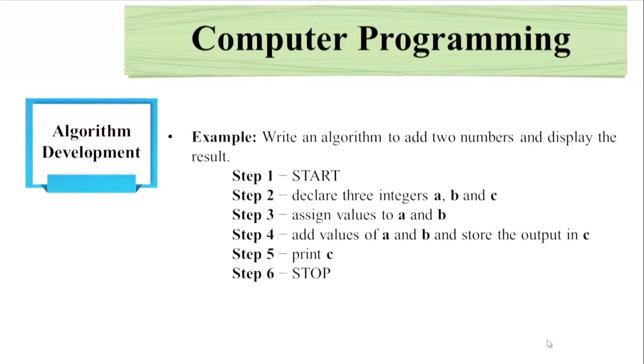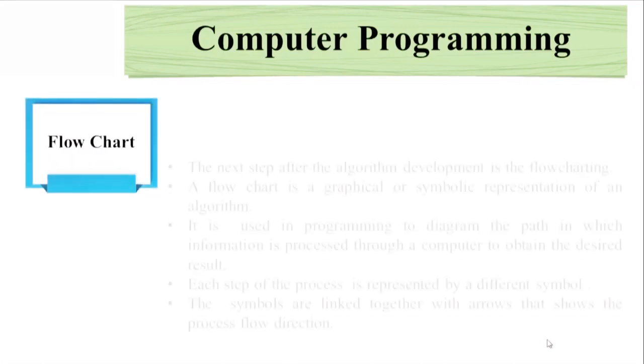Algorithm development in computer programming. Example: write an algorithm to add two numbers and display the result. Step 1, start. Step 2, declare three integers a, b and c. Step 3, assign values to a and b. Step 4, add values of a and b and store the output in c. Step 5, print the value of c. Step 6, stop.